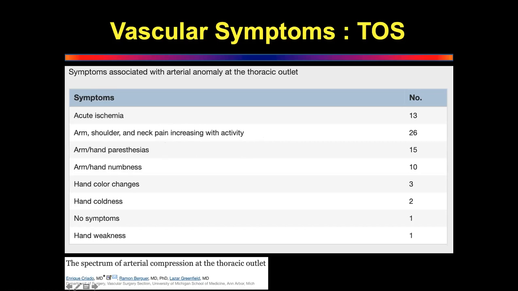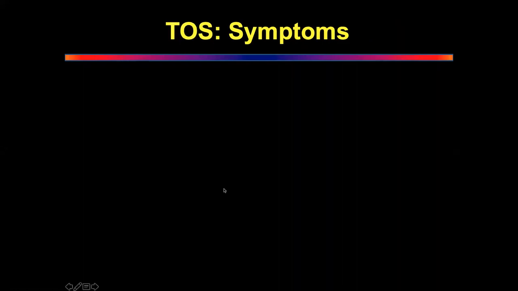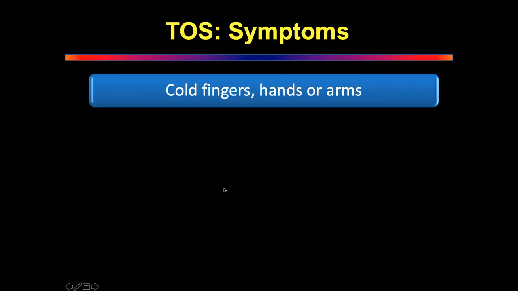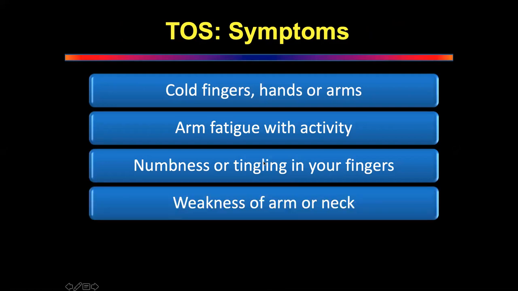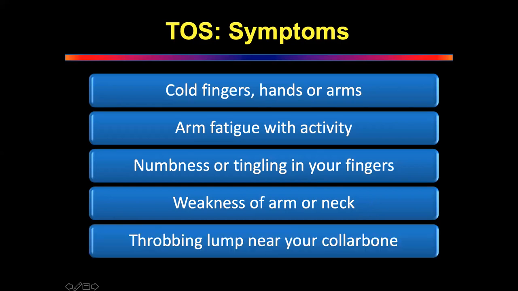Again, you'll get paresthesia and numbness. That is secondary to the neurological things, but also seen in vascular compressions. Hand color changes, coldness, and weakness. Okay, so these are secondary to the vascular changes rather than the neurological changes. So I told you about cold fingers, hands, or arms, and that's really a worry. If it's a sudden acute coldness of the hands and fingers, then think about embolism. Okay, something has embolized. Arm fatigue with activity. I told you about that. Numbness or tingling in your fingers. Weakness of the arm or neck. And sometimes when you palpate, or the patient may themselves tell you, that there is a throbbing lump near the collarbone. Okay, and usually a throbbing lump in the collarbone is a giveaway.